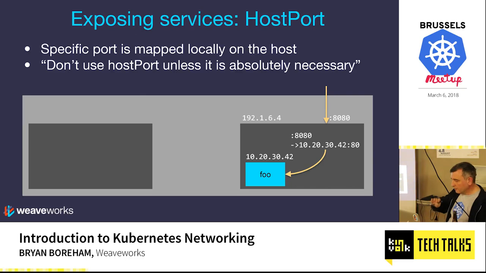Host port is exactly the same thing, except it doesn't bounce across machines. It's implemented, well, host port in the beginning is implemented by saying dash p to Docker, whereas node port is implemented in kube-proxy. And this is what the documentation says: do not use host port.